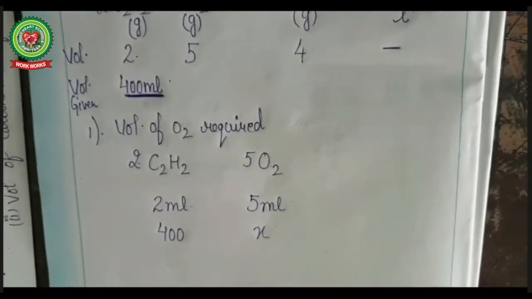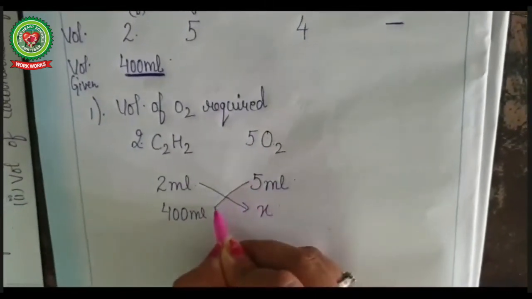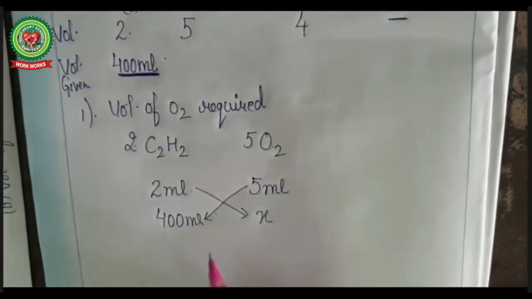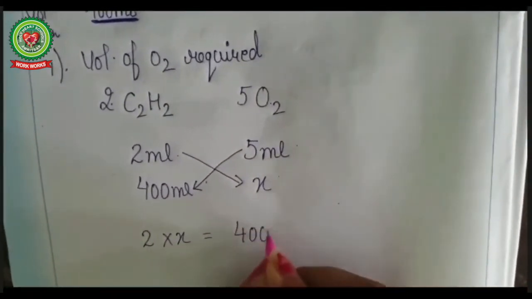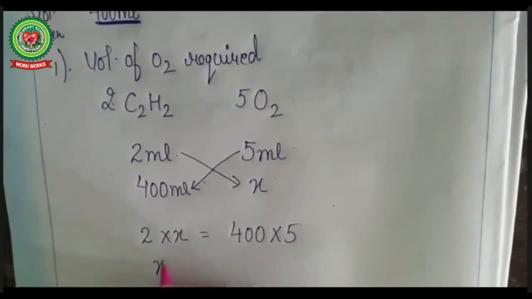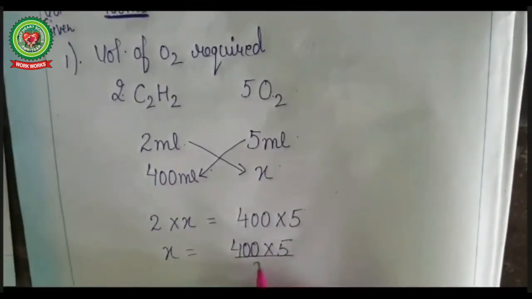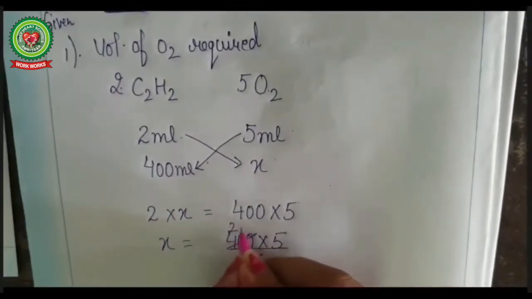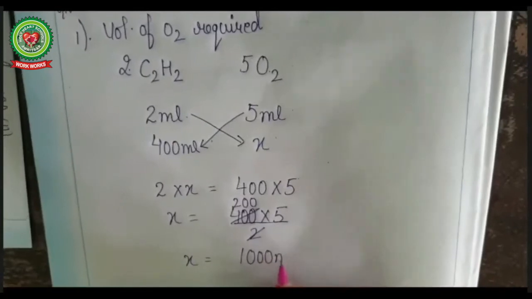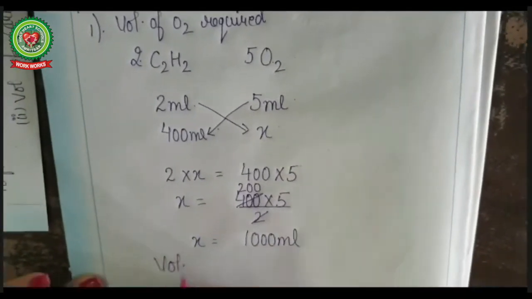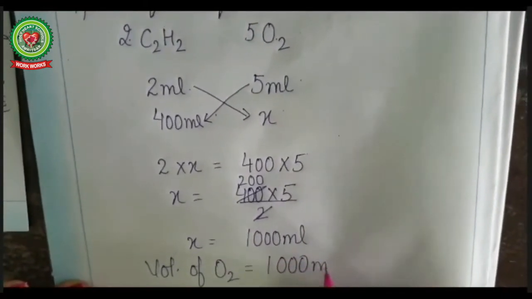So here we are going to use the unitary method, and simply on doing cross multiplication, we will get the answer. So 2 into x equal to 400 into 5, and x is equal to 400 into 5 upon 2. On cutting, you will get the answer 1000 ml. So volume of oxygen is equal to 1000 ml.